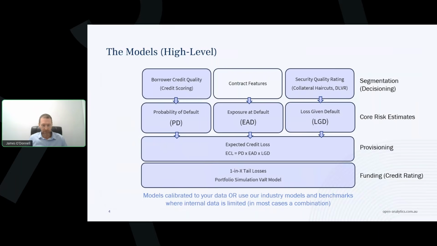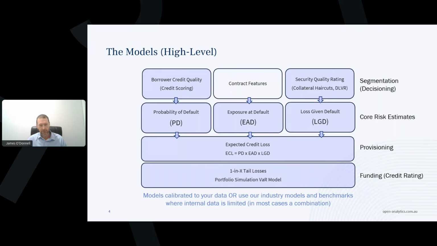Okay, just before I jump into the product demo, a couple of high level slides on the models behind what I'm about to show you. The whole system looks like this. I'll start with the second row of the diagram, which is what we call your core account level risk estimates. You've got your PD, or probability of default, which estimates the likelihood of a loan going bad or defaulting.